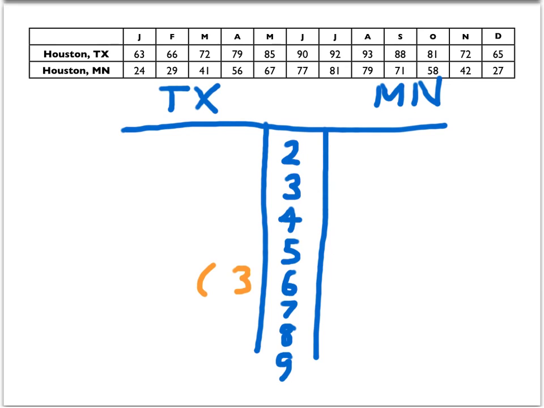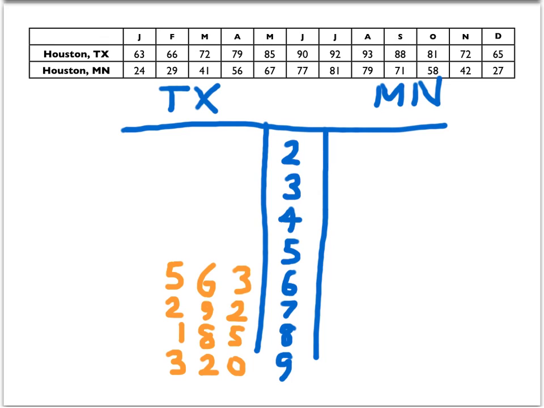I'll just kind of continue on. The next one would be 66, 72, 79, 85. Here's my 90 there for Houston. 92 right there. 93, 88, 81, 72, and 65. Now I'm going to switch colors here and then do the same thing for Houston, Minnesota.